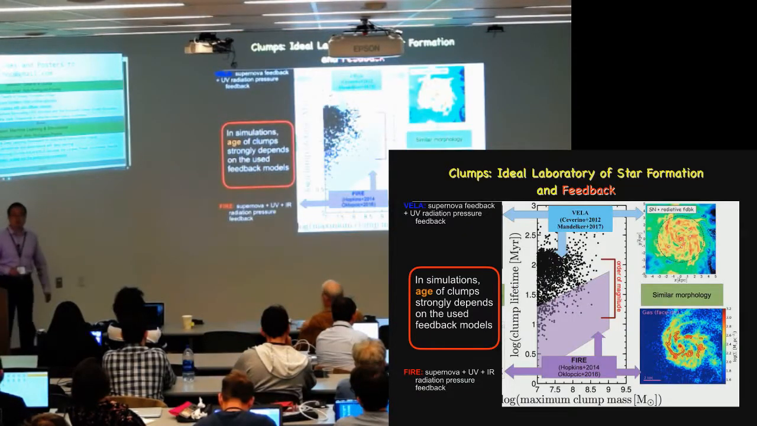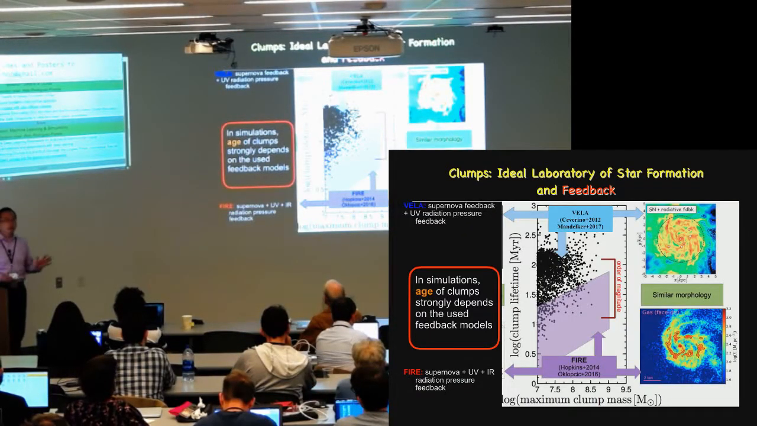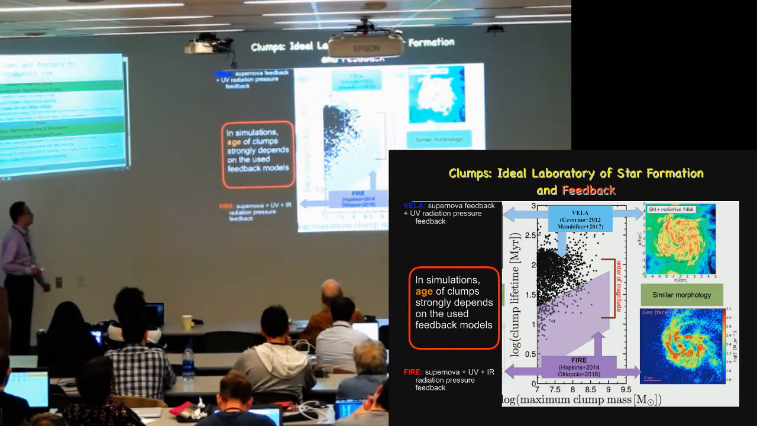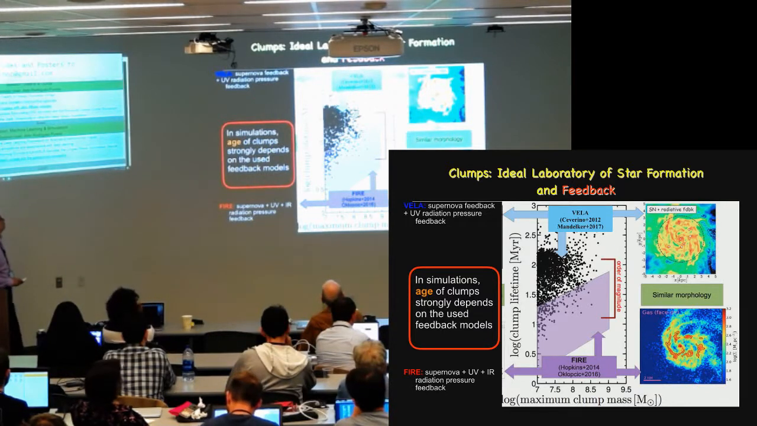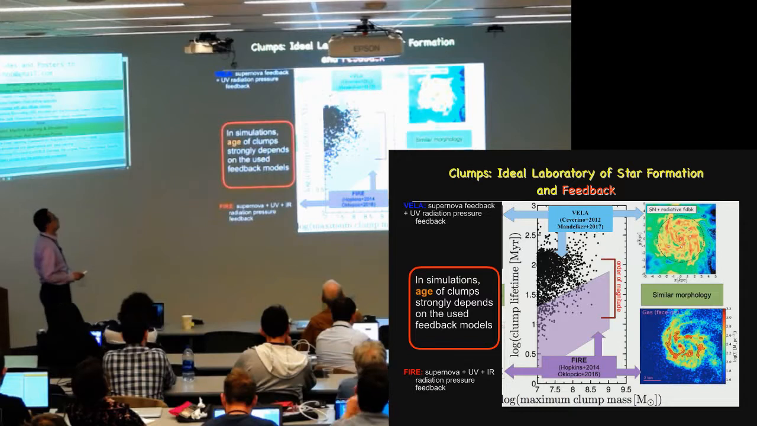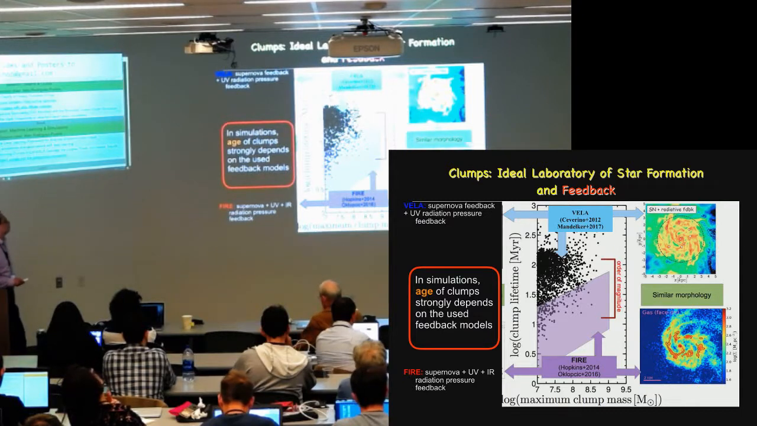OK, so now you can feel that if we want to separate the scenario of inward migration and quick disruption, age is the best parameter that we can use. And here is a plot showing how we can use age to test the different feedback models. Here are two galaxies, this one from VELA and this one from FIRE. Two simulated galaxies. They have a similar morphology.